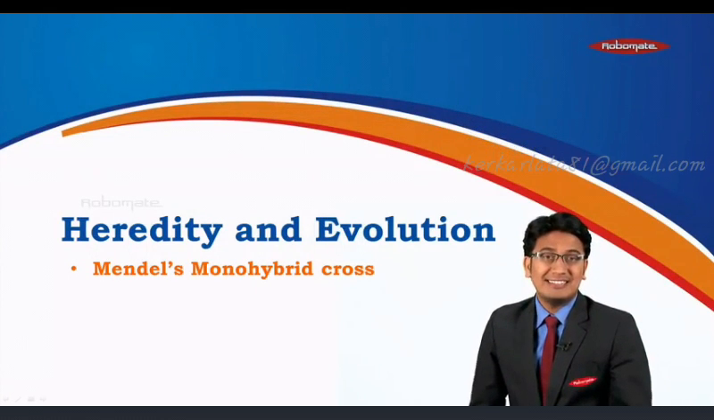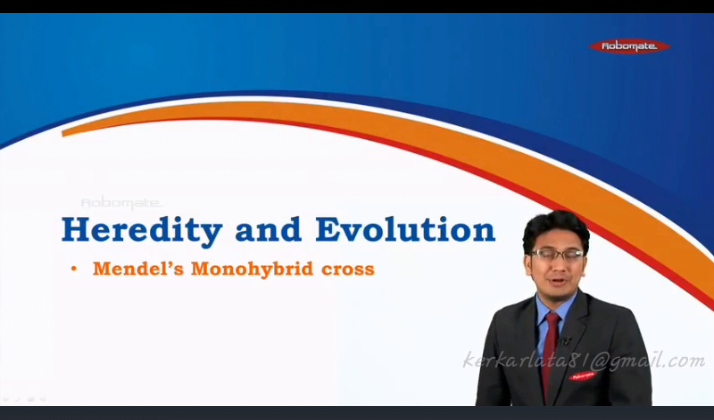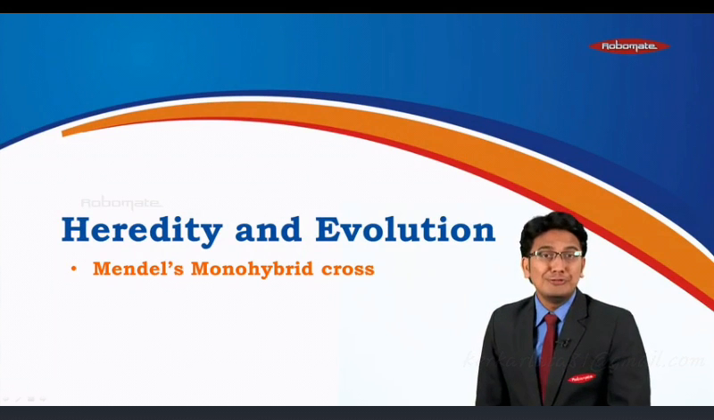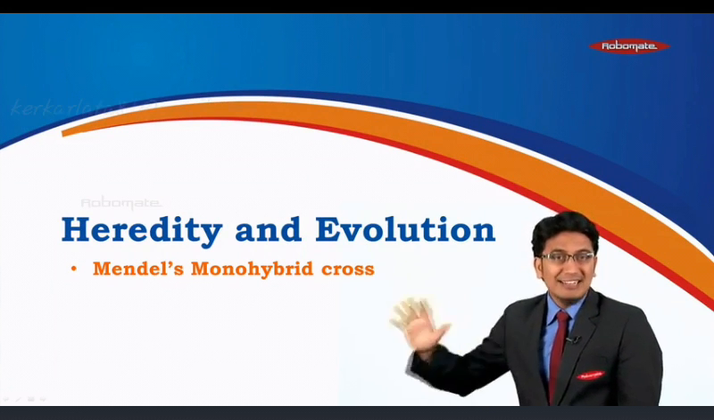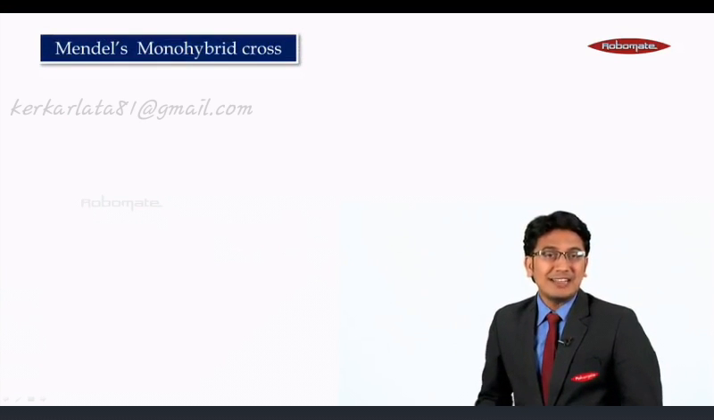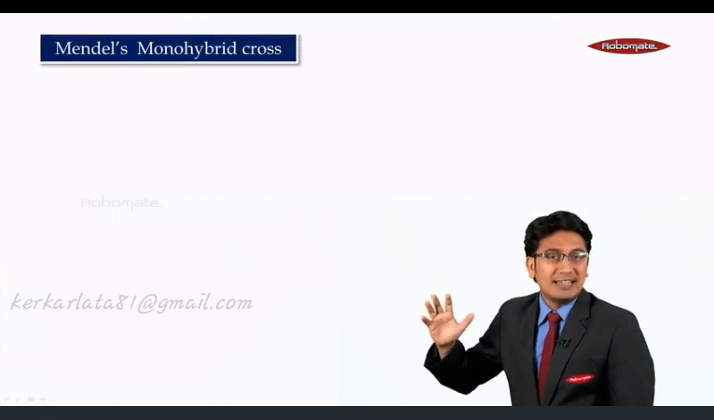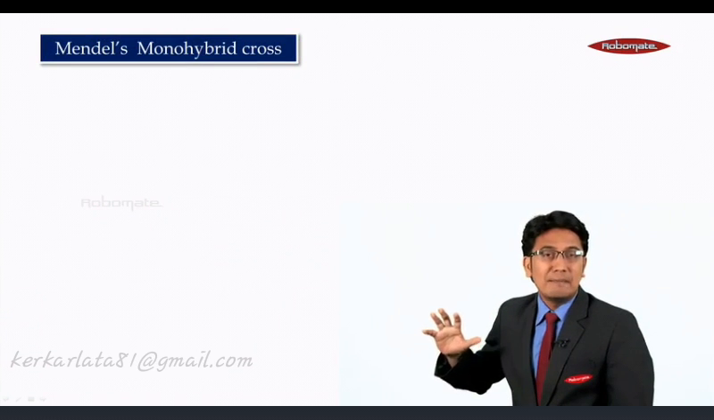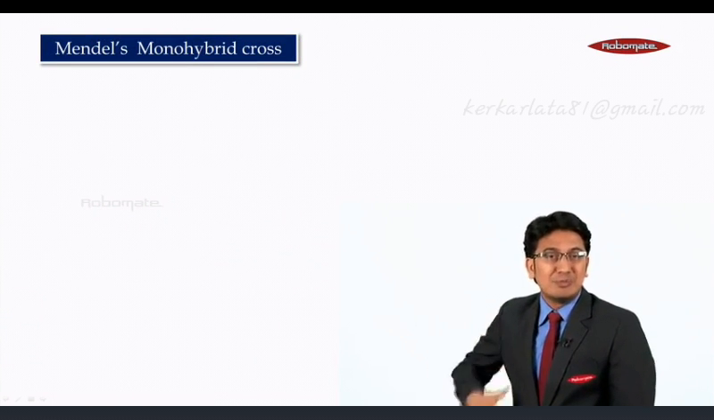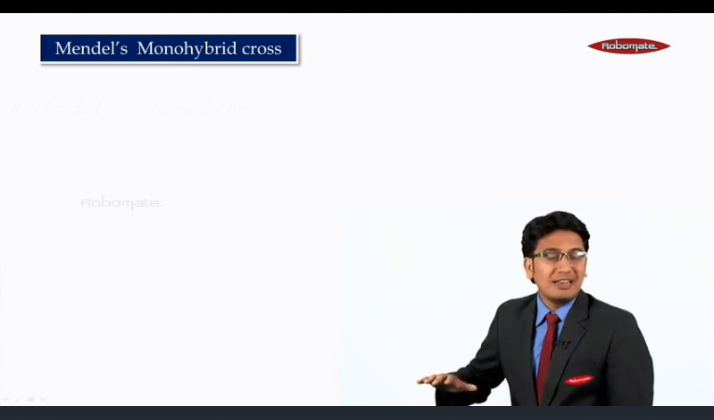Now, let's see how Mendel depicted his monohybrid cross graphically with the use of all the symbols and terminologies. So let's start with the first one, which is Mendel's monohybrid cross. Let's see how Mendel depicted his monohybrid cross graphically on a paper.